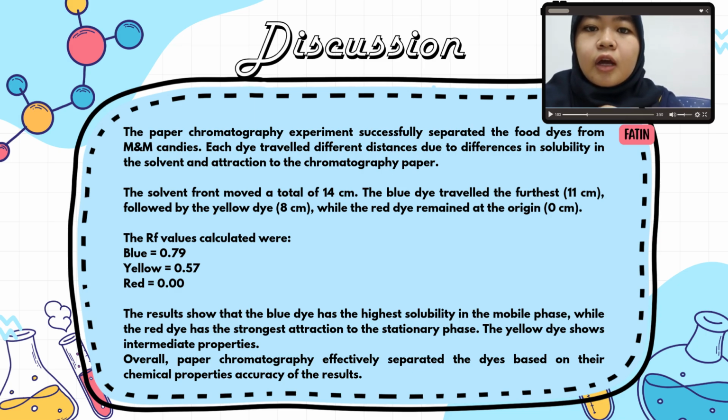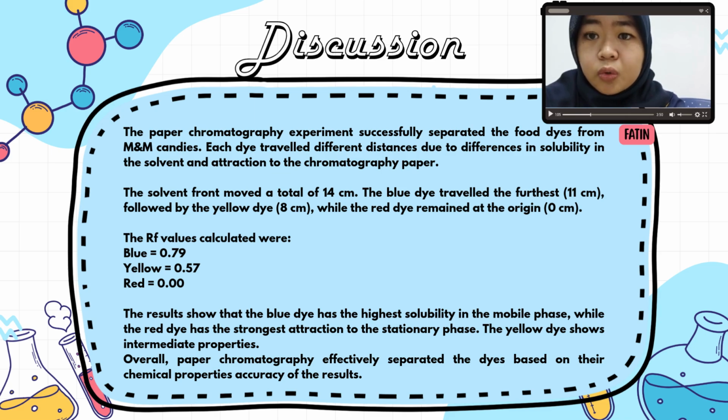So the solvent front moved a total of 14 cm. The blue dye travelled the furthest, 11 cm, followed by the yellow dye, 8 cm, with the red dye remaining at the origin, 0 cm. The RF values calculated were blue 0.79, yellow 0.57, and red 0.00.